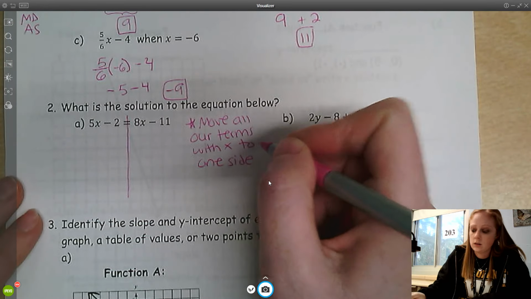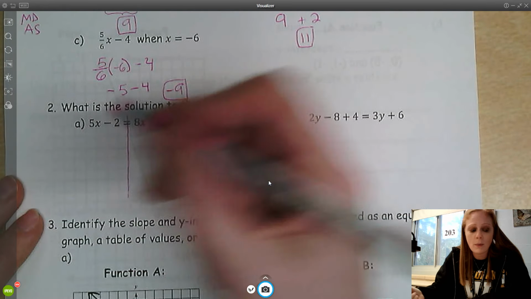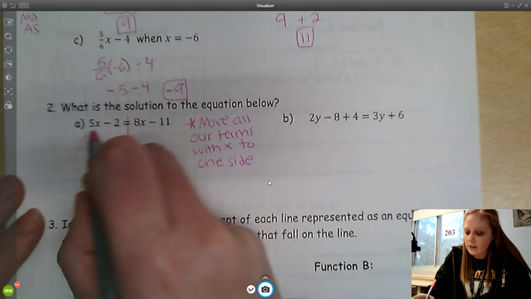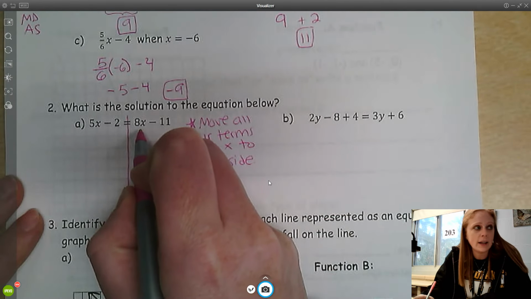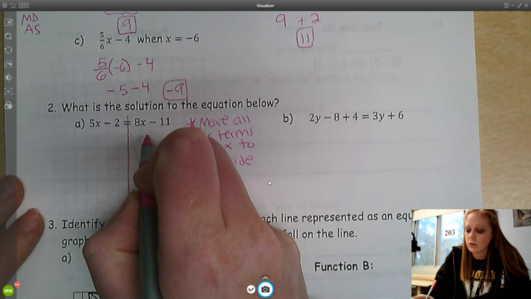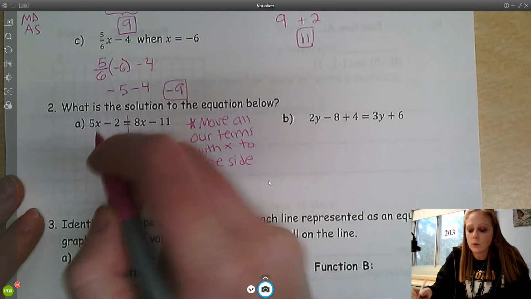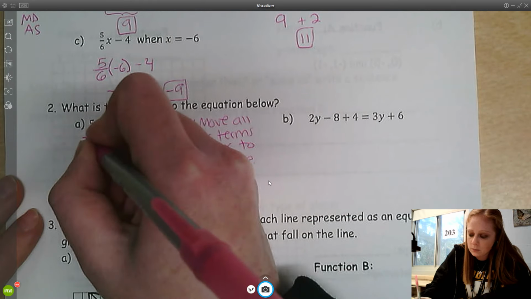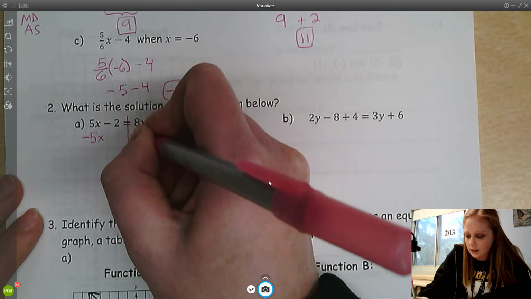All right. So I'm going to move all my x's over to, let's see, I have 5x over here, I have 8x over here. I'm going to try to avoid negatives, so I'm going to take my x's and move them onto the right because I know 8 minus 5 will avoid some negatives. But you could always move your x's all to the left if you prefer. But I'm going to move them to the right this time to avoid negatives.